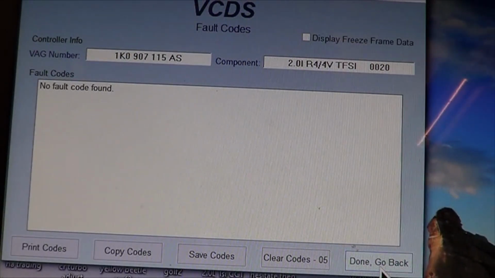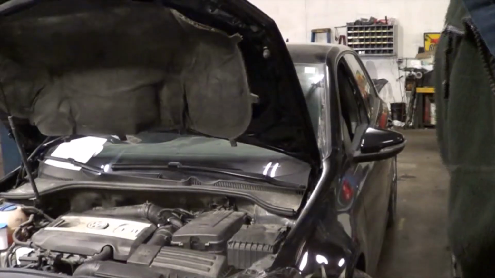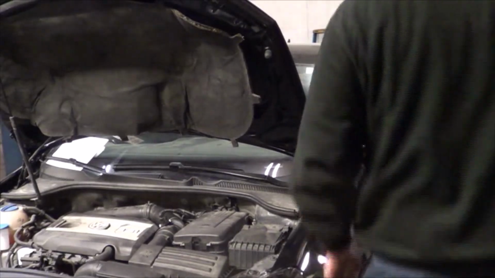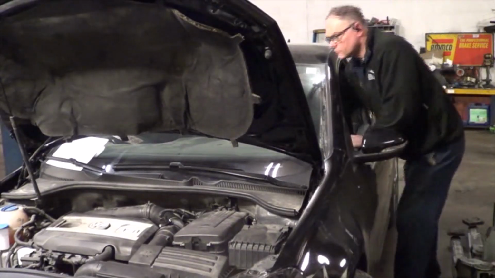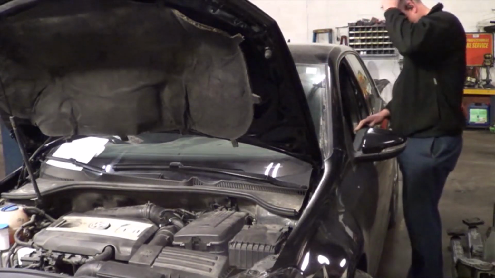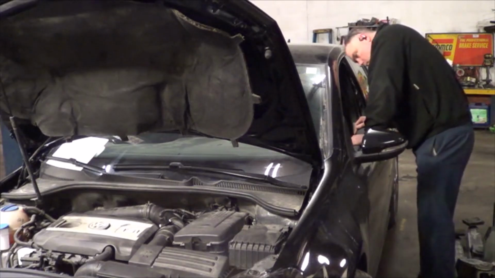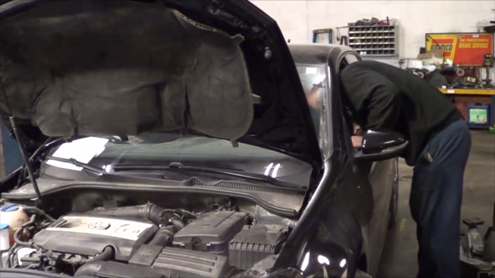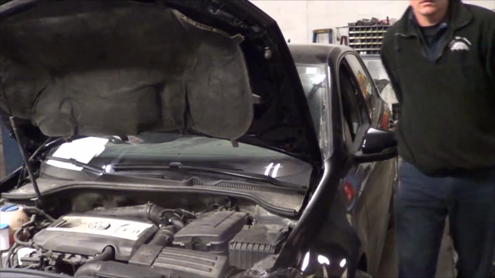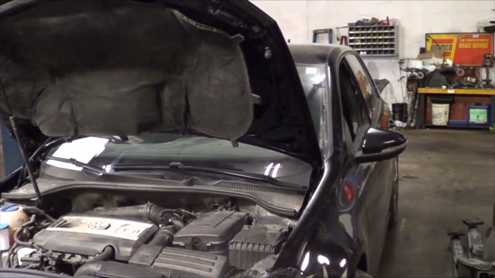And we'll video the car to see if it starts and runs, and then I'll go drive it. Okay, let's see if it stays running. Okay, the idle isn't surging, and it's staying running. Let's go take it for a drive.